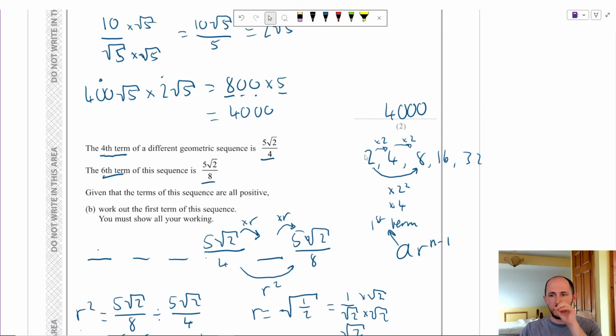But the idea is that you should be able to work out that you can jump places in a geometric sequence by just timesing by the ratio more than once. So if I jump and I skip one, I'm doing it by R squared. If I skip 2, it's R cubed, and so on.